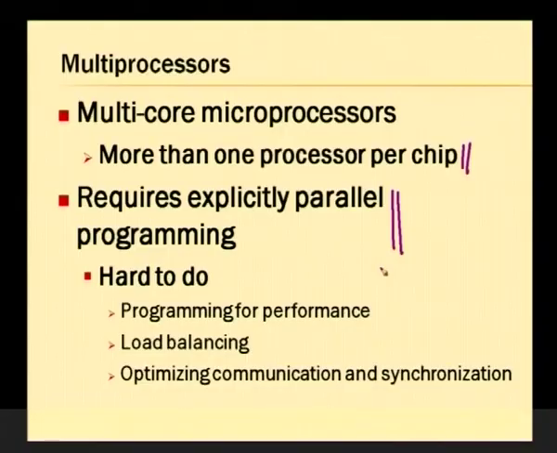To work with these multi-core processors, these days there is a lot of emphasis on parallel programming, which is generally hard to do. Because we now need to program for performance and take care of how well we balance the load on the different processes, and optimize what we call communication and synchronization issues as well. That is, when you have different processes working together, these processes will also have to communicate with each other and synchronize the communication. So, these become a new set of issues which have to be faced today.